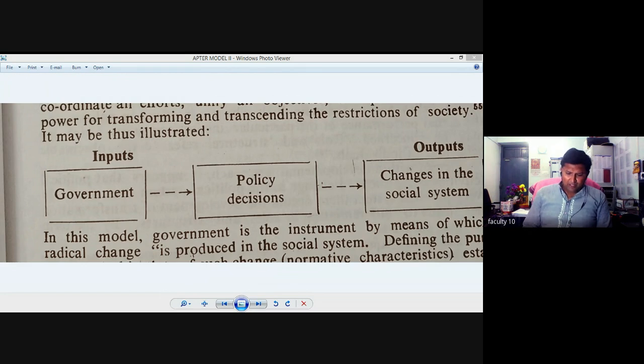So I hope you got a comprehensive idea. I understand that I need to give a comprehensive analysis of the sevenfold classification of variables given by Almond. I will do it while I deal with Almond's classification of political system. I'm repeating, it is there in your fourth unit. Right. So here I'm stopping.